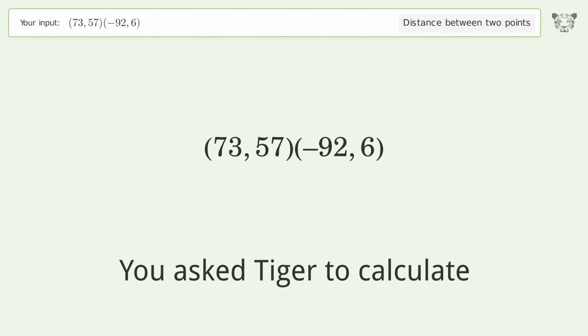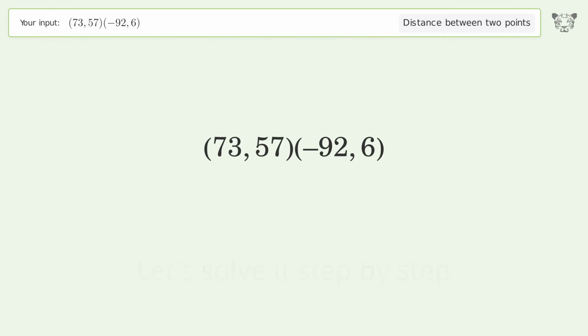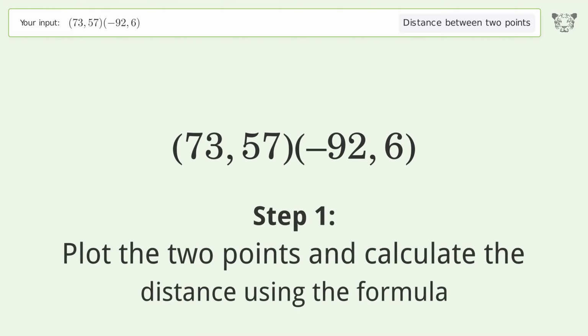You ask Tiger to calculate. This deals with the distance between 2 points. The distance between the 2 points is the square root of 29,826, or 172.702. Let's solve it step by step. Plot the 2 points and calculate the distance using the formula.